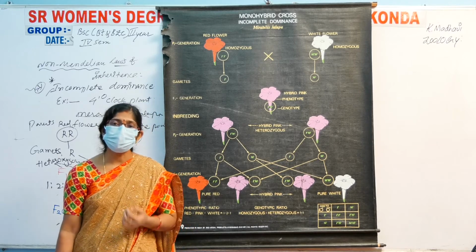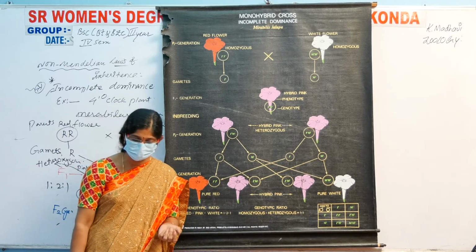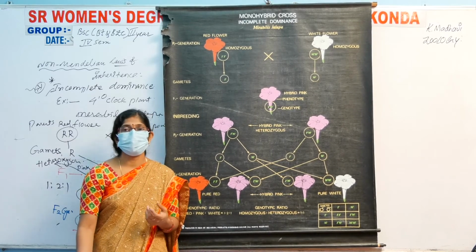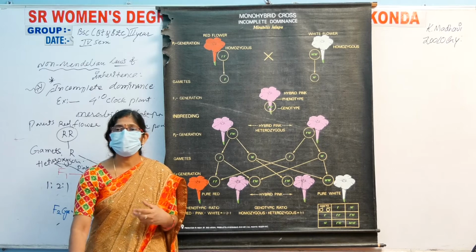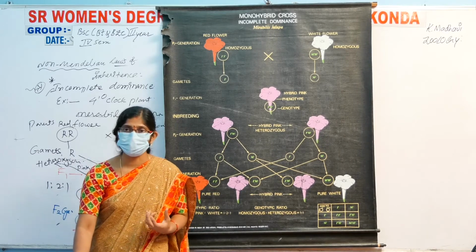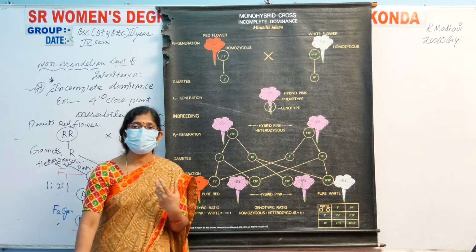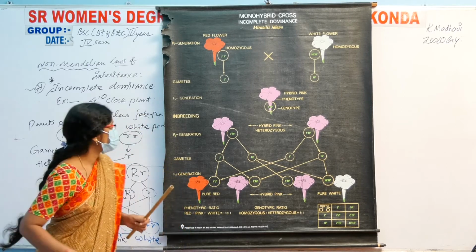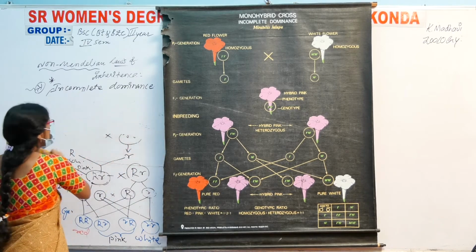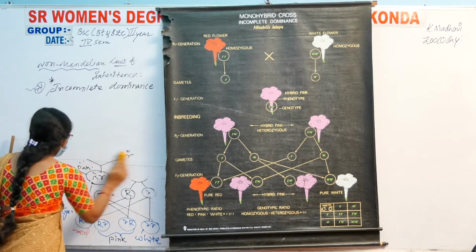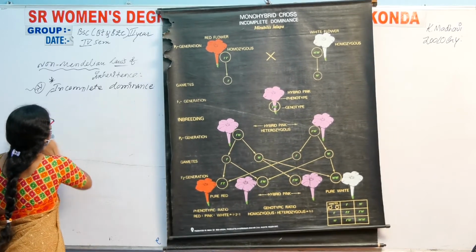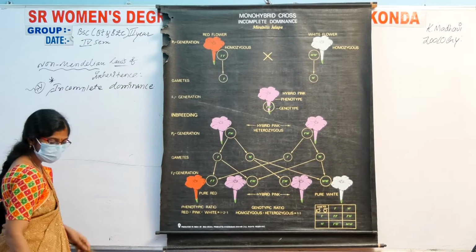Here we show some other examples of incomplete dominance. That is the black fowl and white fowl. Fowl means here the poultry farms, the birds, Andalusian birds. Black and white. Another example which we take to discuss incomplete dominance. The first one is the 4 o'clock plant. And next one here, another example.